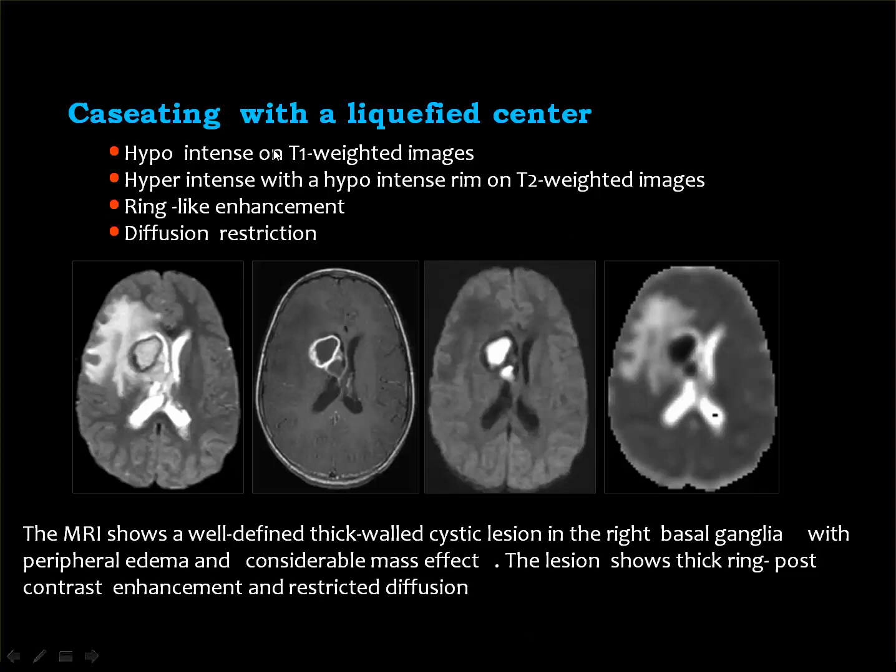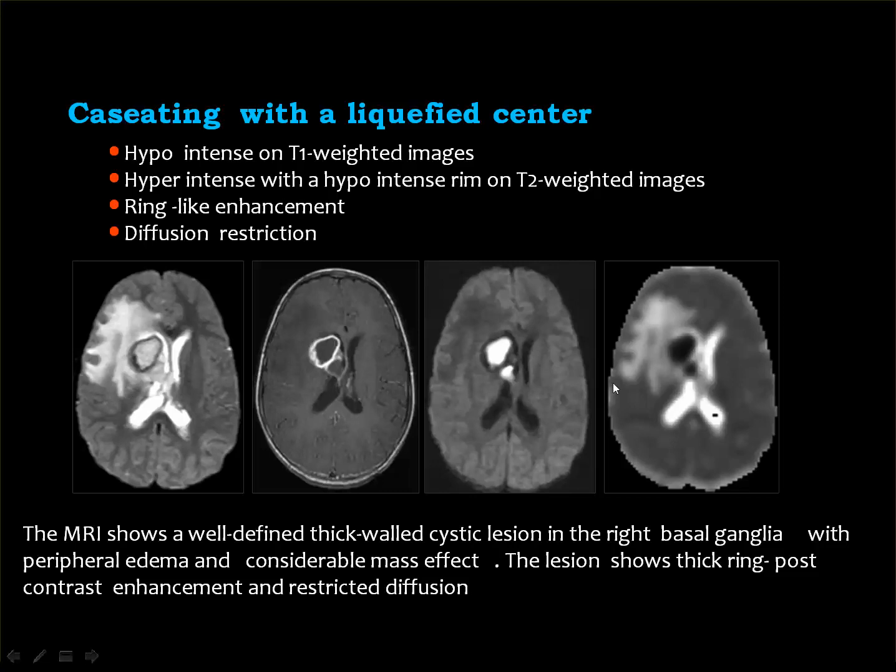The third type is caseating tuberculoma with liquefied center, and this is exactly similar to any brain abscess. The abscess will appear hypointense on the T1, hyperintense on the T2, with hypointense rim, as I have mentioned yesterday. This rim is very characteristic of an abscess, and it's quite clear in the T2 weighted image because it is surrounded by high signal intensity of pus inside the abscess and high signal intensity of edema outside the abscess.